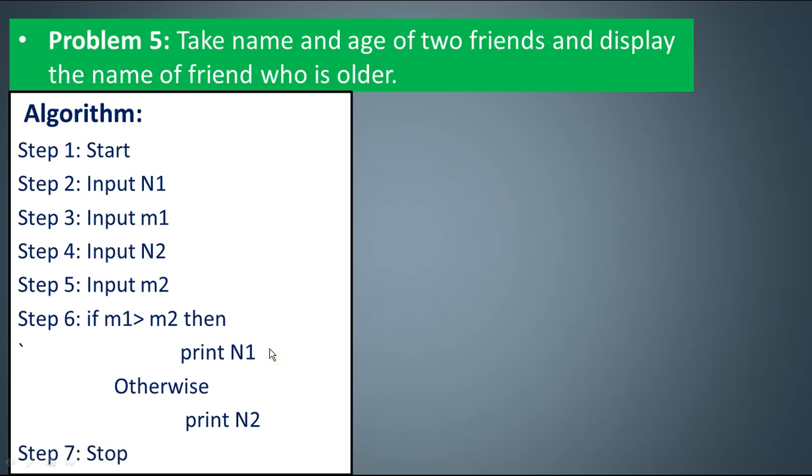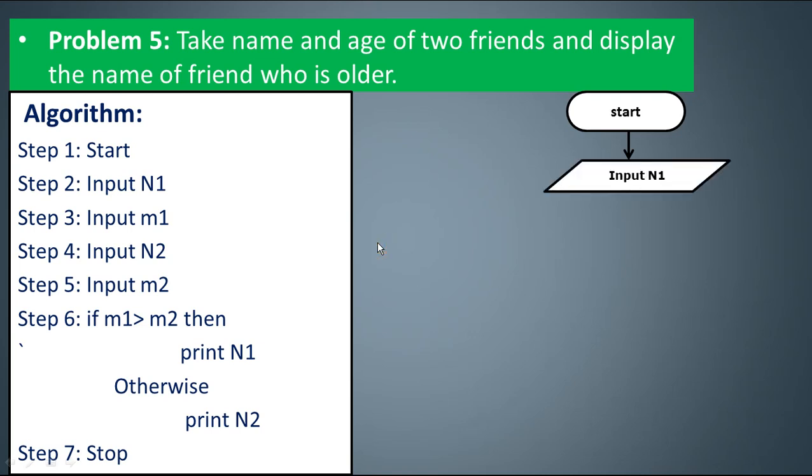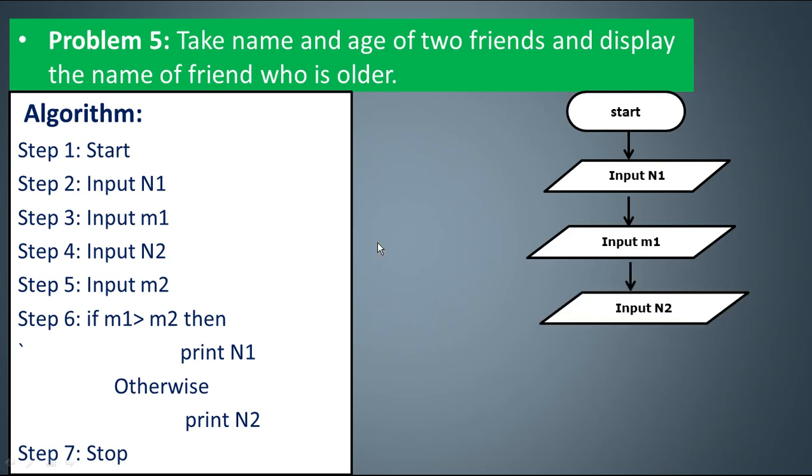Clear? So let us understand with the help of this flow chart again. Let us first take the solution, then we'll understand a given value and understand the actual execution of the depiction of the flow chart. So beginning the flow chart, entering the name of first friend, entering the age of your first friend, entering the name of second friend, entering the age of your second friend.